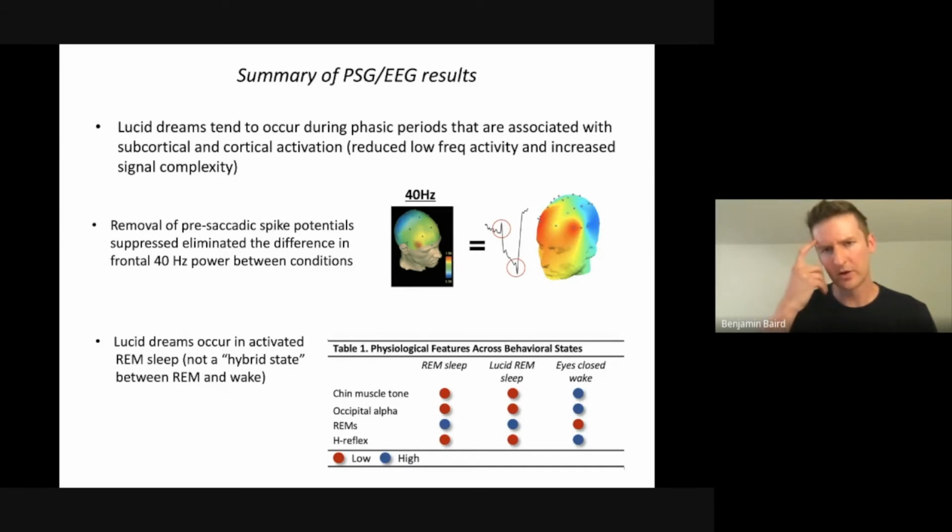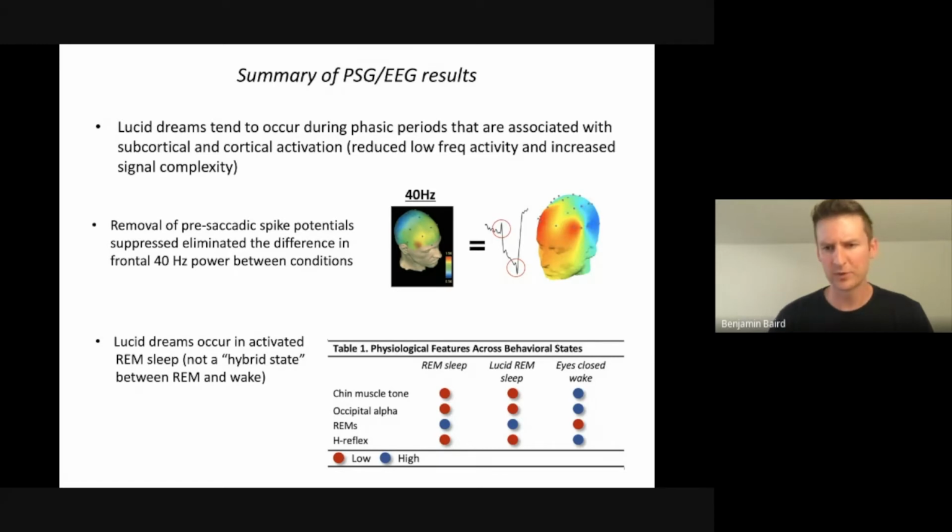And this frontal 40 hertz power got a lot of attention because the authors used the effect to argue that lucid dreaming was a different state altogether than REM sleep or than any of the other sleep stages that we have physiologically. They claim that this result led to them concluding that lucid dreams are a hybrid state, a physiological state somewhere between REM sleep and wakefulness. But when we properly interpret the effect, it removes that justification. And in my view, there really isn't any firm justification for making that claim currently.